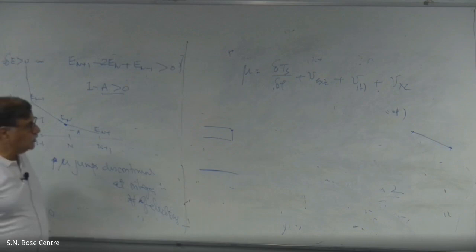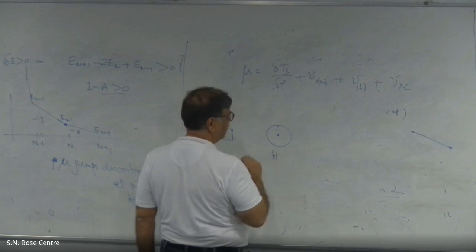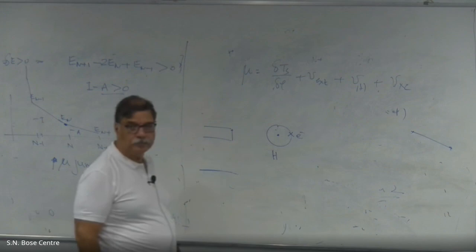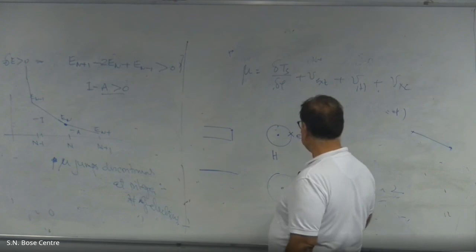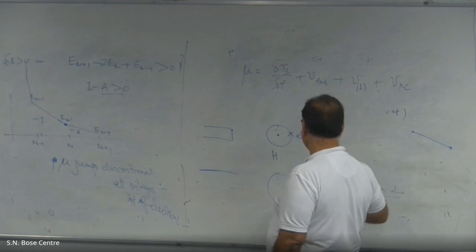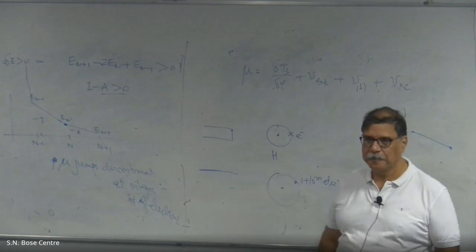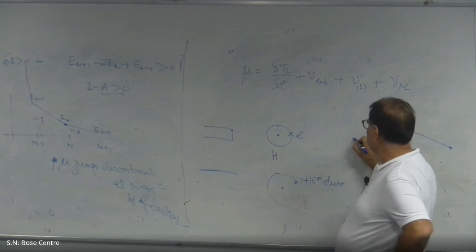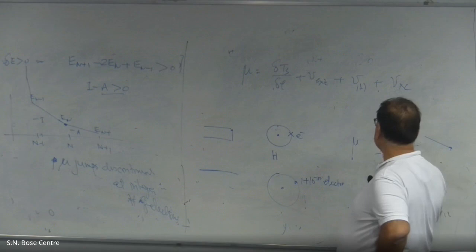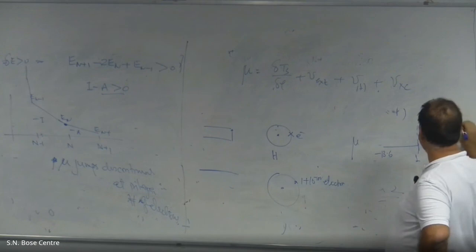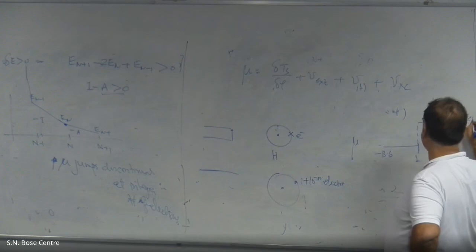Now imagine this. Let's take a simple example. Suppose I have a hydrogen atom. It has one electron. And I go to having 1 plus 10 raised to minus 23 electrons, or minus whatever number, you know, minus 100. Slight increase. What would happen? The mu was minus 13.6. As soon as you cross 1, it will jump to minus whatever the affinity is, I think 0.075.